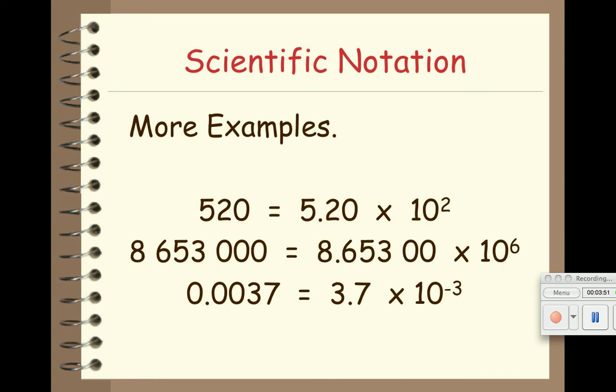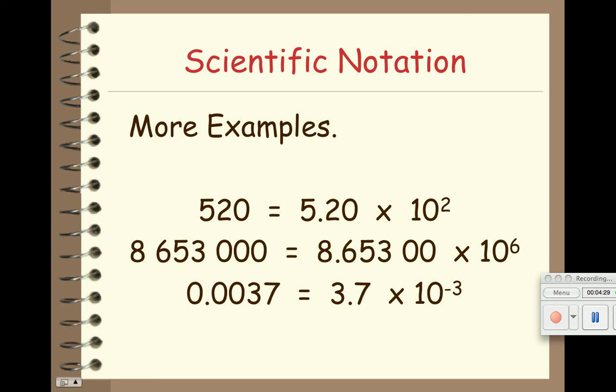Okay, let's try some more examples. Here I have a number 520. If I want to change this to scientific notation, I move my decimal 2 places to the left to create a number 5.20 times 10 to the 2, because I moved it 2 places to the left. Here I have a number that I create in scientific notation by moving the decimal 6 places to the left, creating the number 8.653 times 10 to the sixth, because I moved my decimal 6 places to the left to get this number. And finally, I have this number 0.0037.